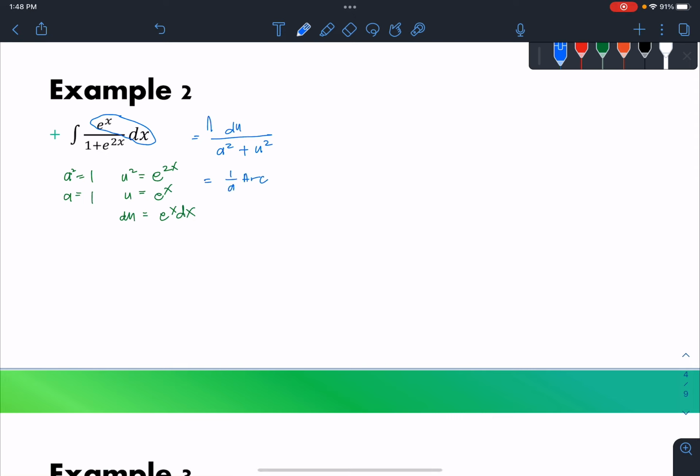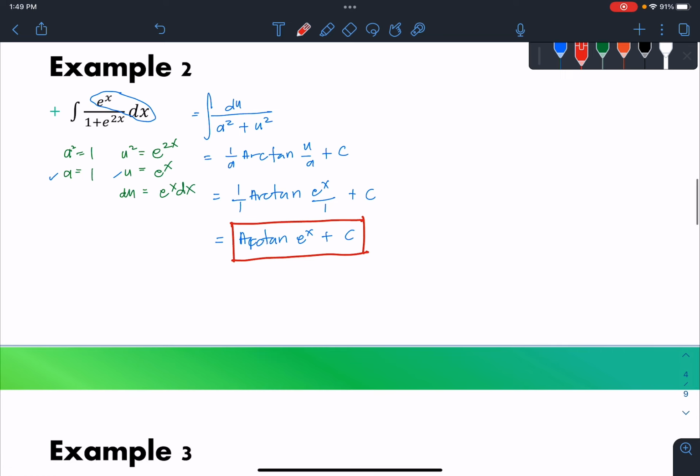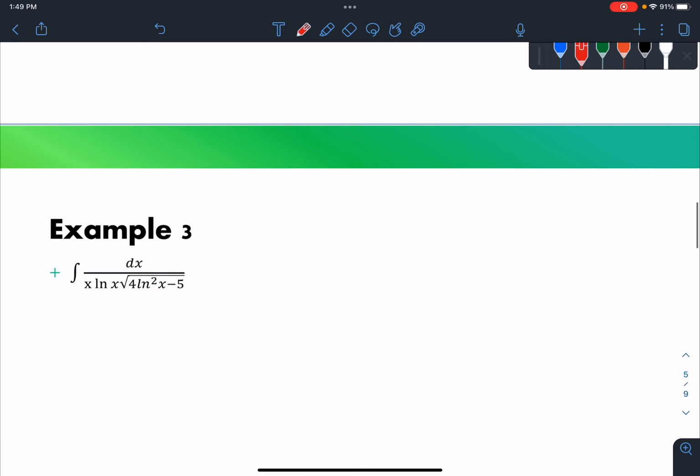But then our a is 1, so 1 over 1. Arc tangent, our u is e raised to x, our a is 1, plus c. Or in short, that is just arc tangent of e raised to x plus c. So that's the integral of e^x dx all over 1 plus e raised to 2x. So let's have another one.